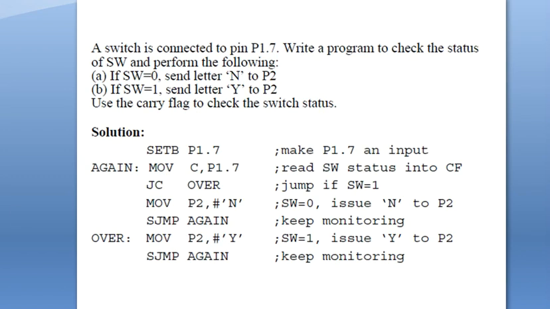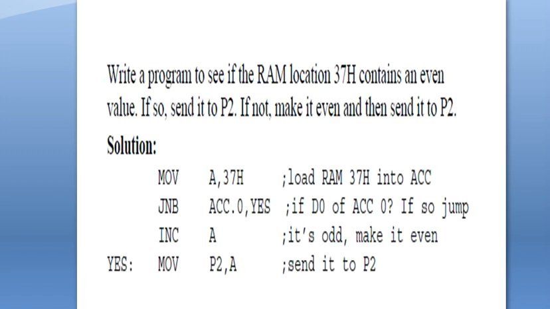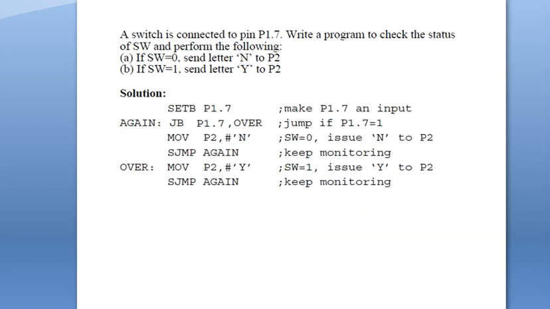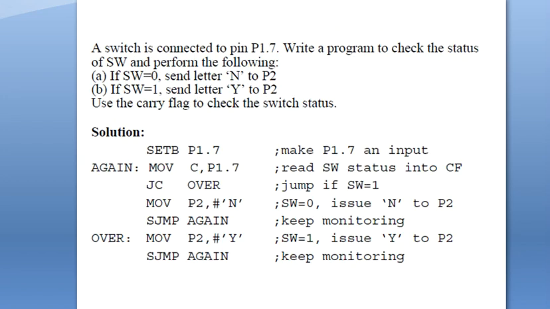So next example we are going to see. A switch is connected to P1.7. Write a program to check the status. Okay, so this is the same program which we have seen. The only change they have made is that they have taken that bit to the carry flag. We have seen this kind of program earlier, but here we are using the carry flag.